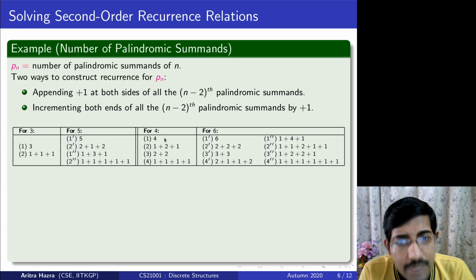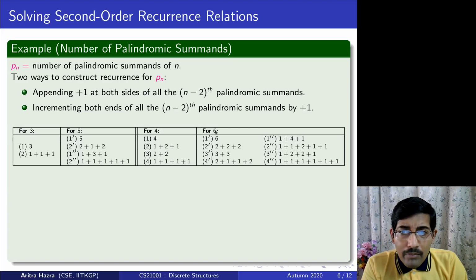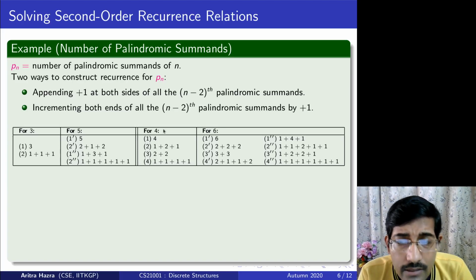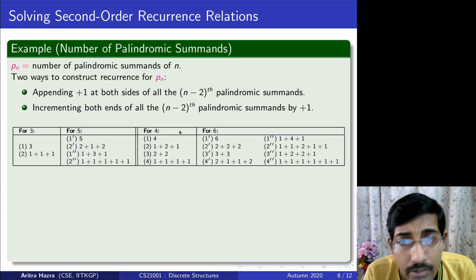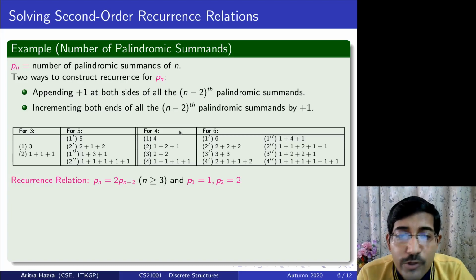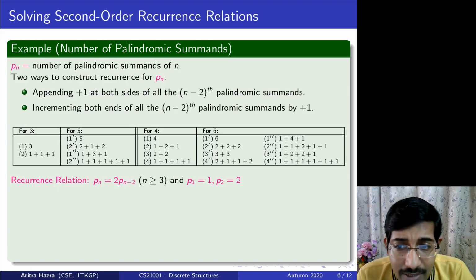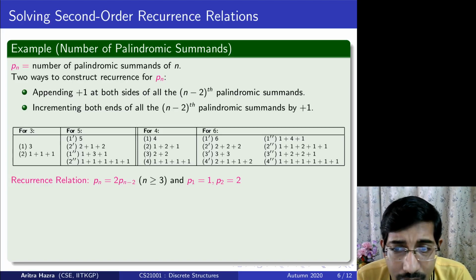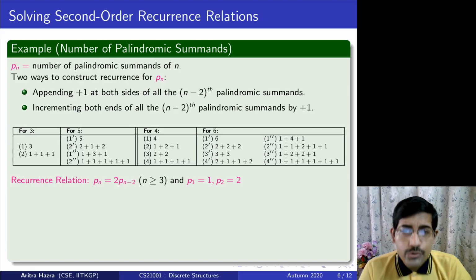So the number of palindromic summands you are computing for n is the number of palindromic summands for n minus 2, times 2, which is our recurrence. That is, Pn equals 2 times Pn minus 2, where P1 equals 1 and P2 equals 2. Why? Because if your number is 1, there is only one way to express it. If your number is 2, then there are 2 ways to express it: the number 2 itself and 1 plus 1. So these are my base cases.